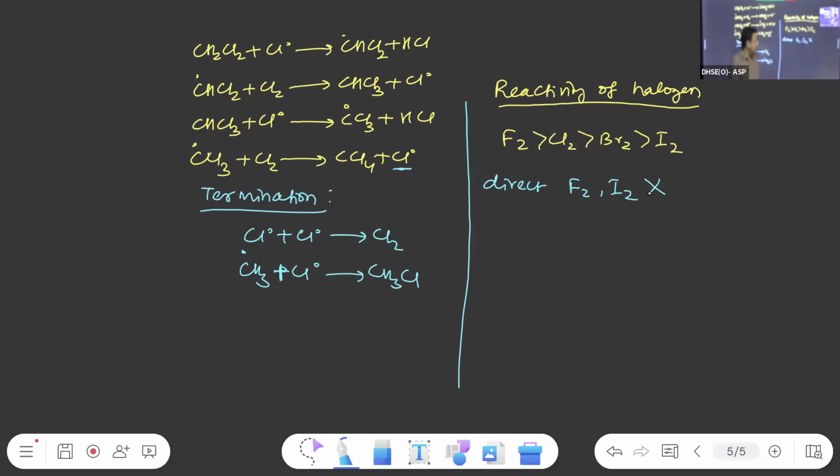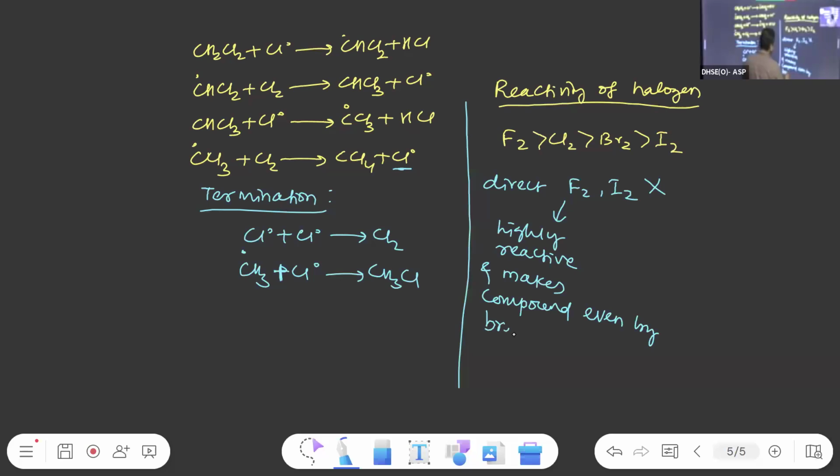Why? The reason is, note down students: fluorination is highly reactive and makes compounds even by breaking the carbon-carbon bond.